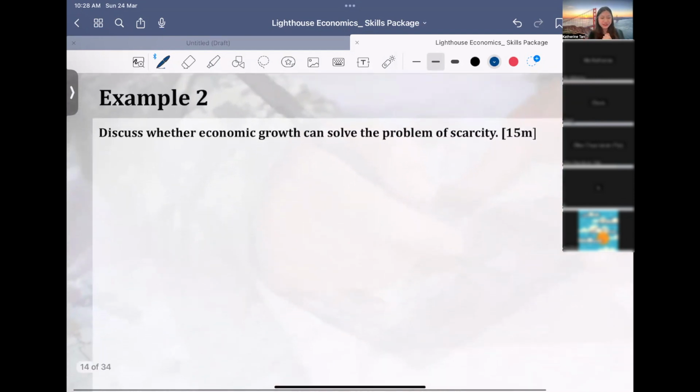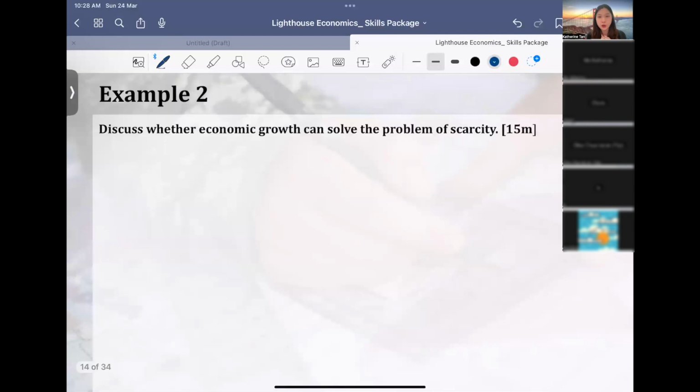Okay, example 2, next. Discuss whether economic growth can solve the problem of scarcity. So what's the command word? It's going to be discuss. As mentioned, for discuss you need to have an intro, PEEL 1, evaluate the first point, PEEL 2, evaluate the second point, PEEL 3, evaluate the third point. And then you have a conclusion.